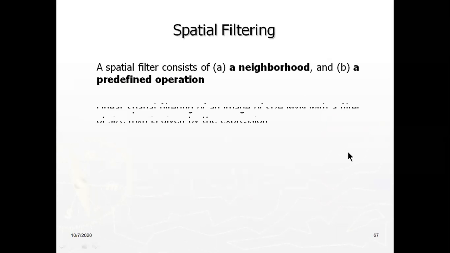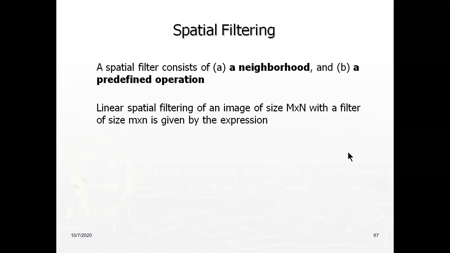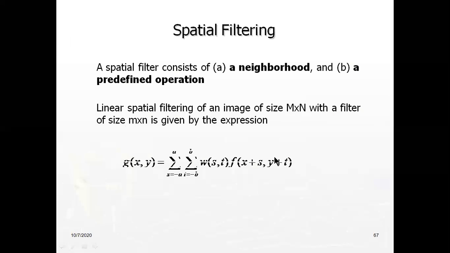Then we come to the spatial filtering. A spatial filter consists of a neighborhood and a predefined operation. We consider a neighborhood and then a predefined operation. The predefined operation might be convolution, correlation, averaging, or anything of that sort. So linear spatial filtering of an image of size M by N with a filter of size small m by n is given by the expression.